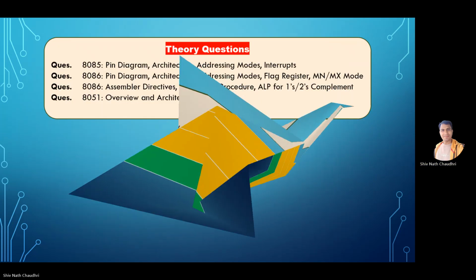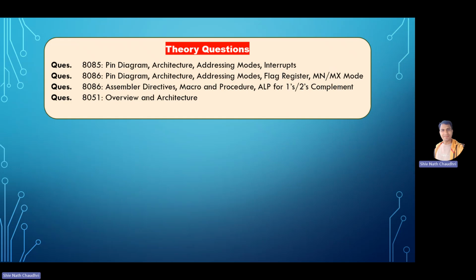Okay, so these are very basic multiple choice questions about the 8085 microprocessor, 8086 microprocessor, and microcontroller 8051. A few important questions you must know about 8085 are pin diagram, architecture, addressing mode, interrupt. And for 8086, these are pin diagram, architecture, addressing mode, flag register, and minimum maximum mode. Yes, minimum maximum mode is defined for 8086. Assembler directives, what are assembler directives, and macros and procedures.